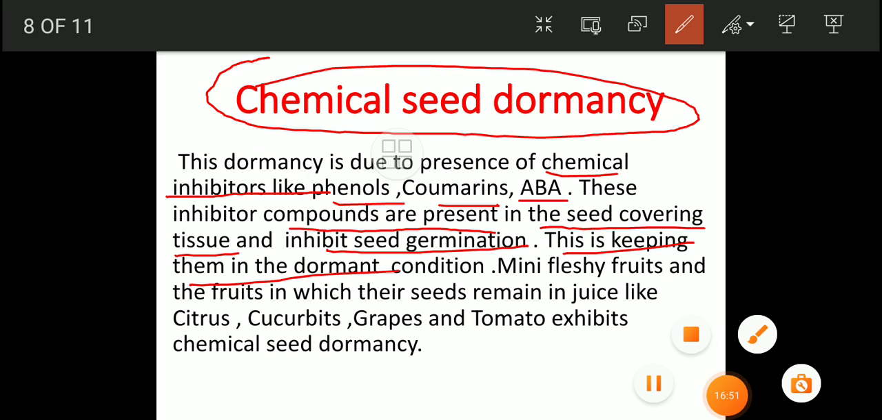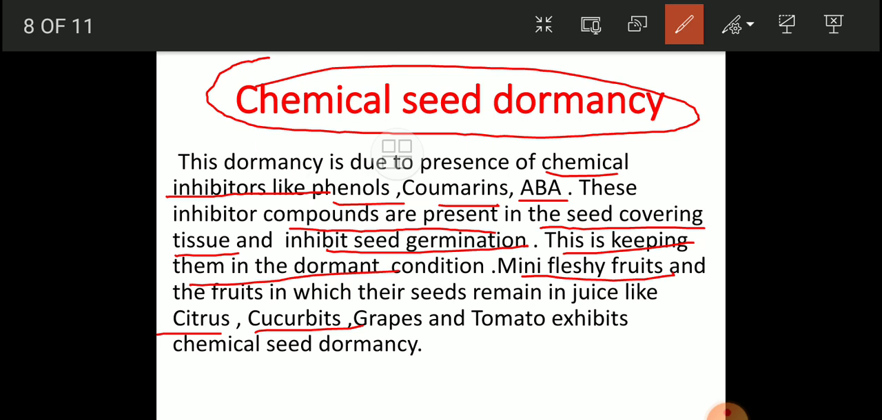Many fleshy fruits, you have to keep in mind, that are known to us, that is tomato, grape, cucurbit, citrus, isn't it? So the juice is there, and in that juice we can find the seeds. It exhibits chemicals which prevent seed germination. Those chemicals are nothing but the phenols, coumarins, abscisic acid, chemical inhibitors which prevent germination of the seeds. Whenever such chemicals are responsible for keeping a seed in a dormant condition, that type of dormancy is nothing but chemical dormancy.